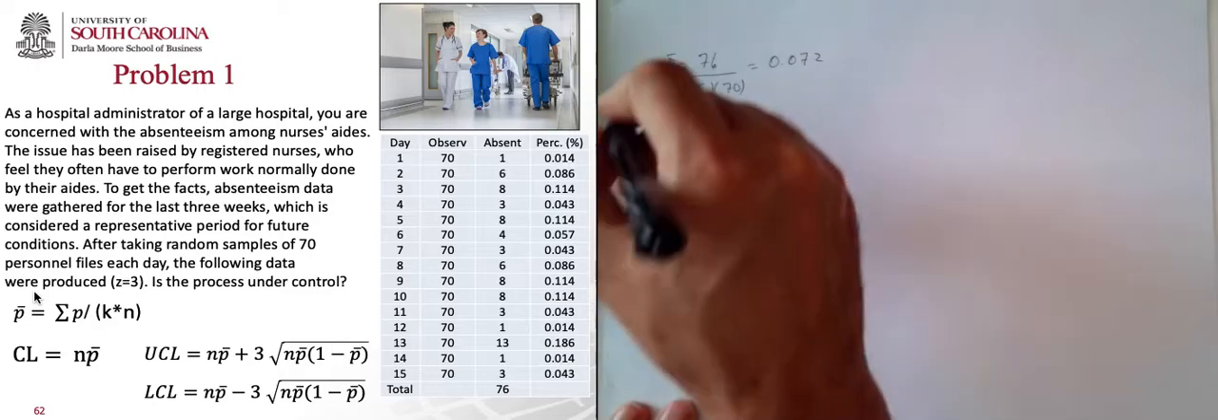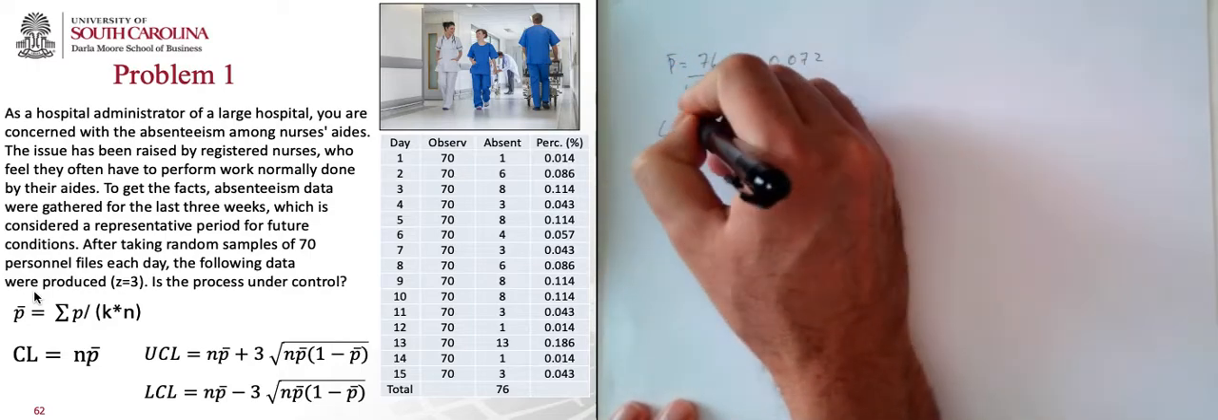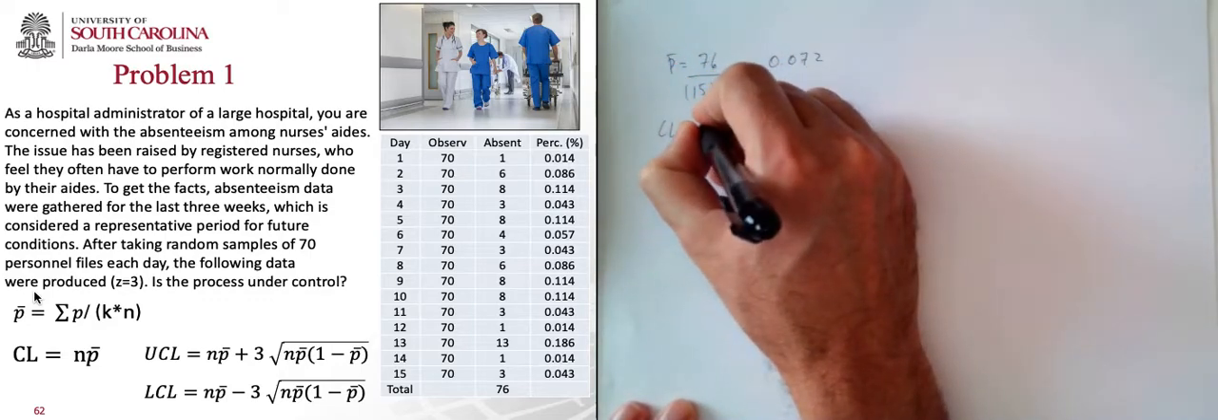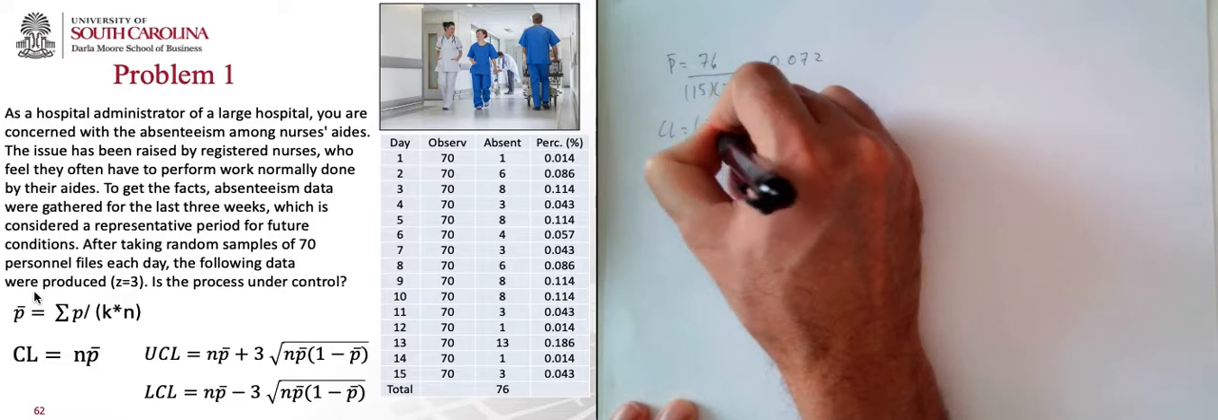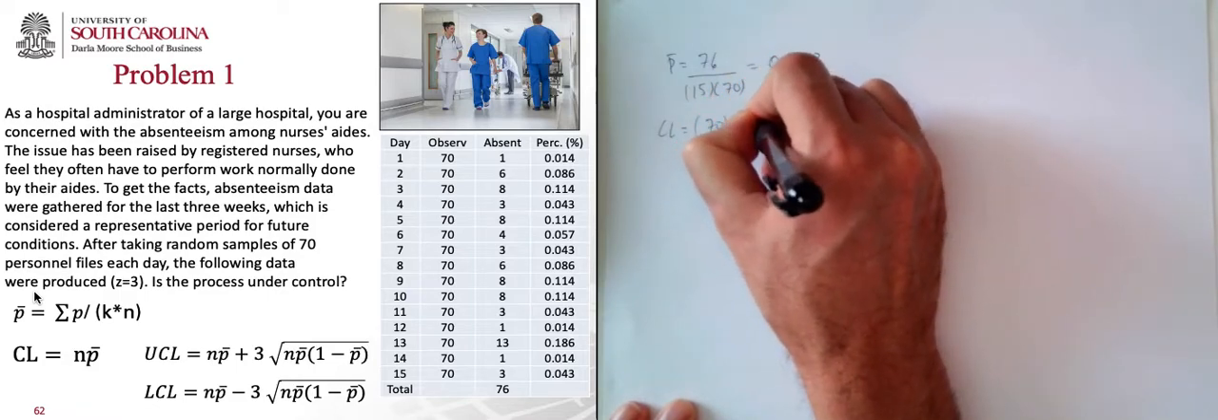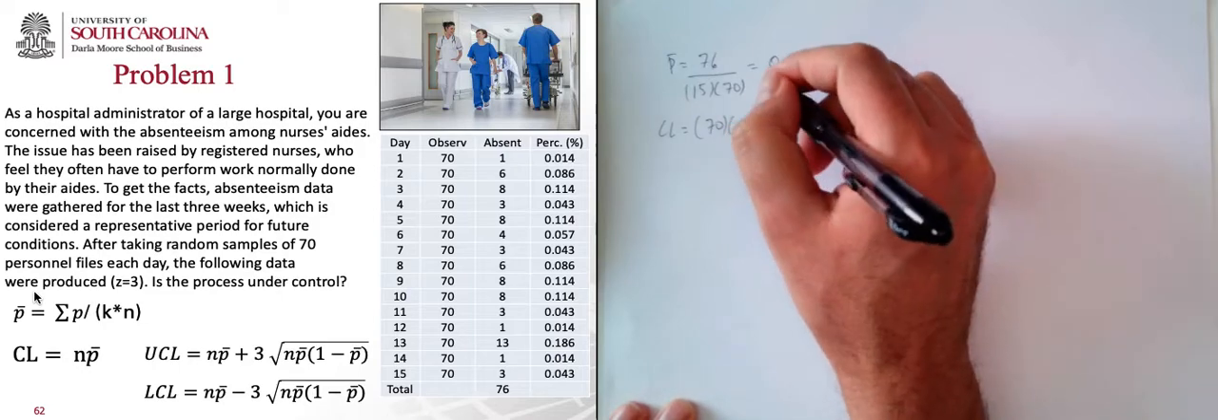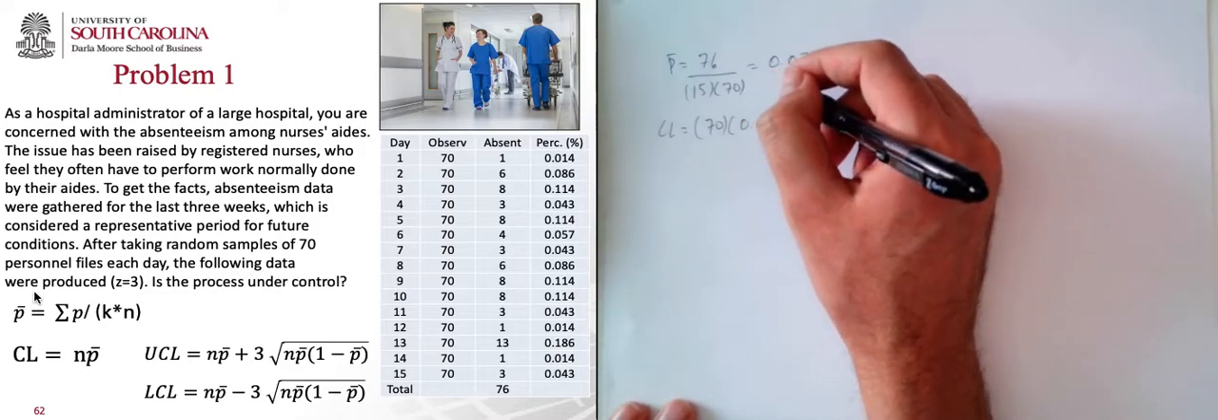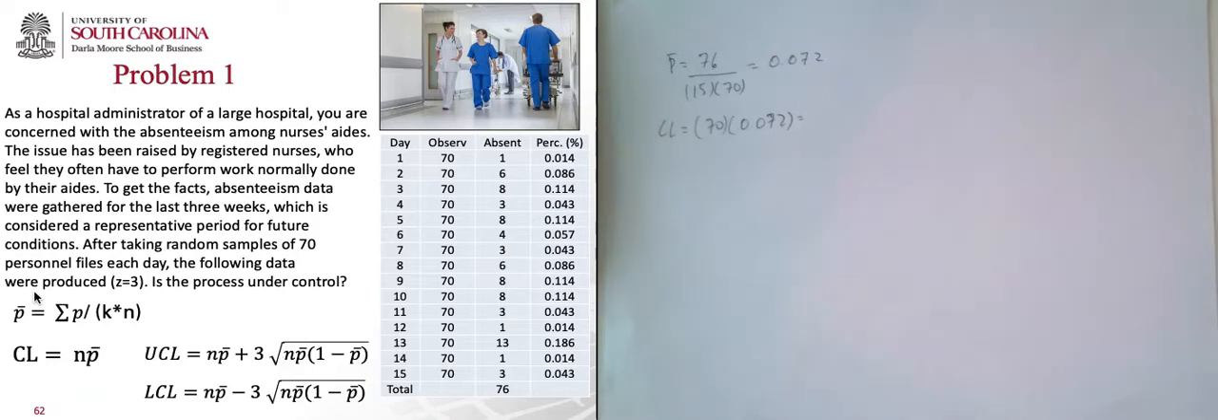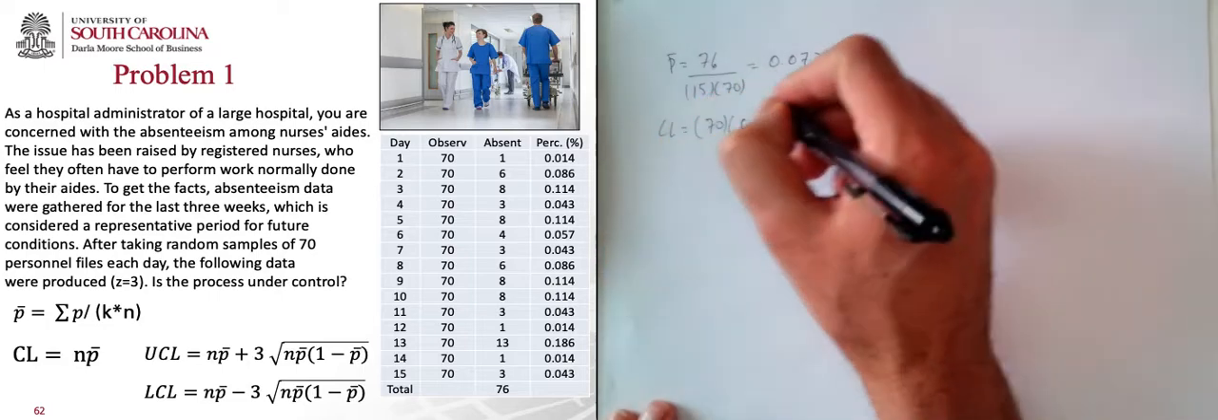And then we're going to calculate the central line, which is that percentage multiplied by our sample size. So 70 times 0.072, our central line in number of nurses will be 5.04.